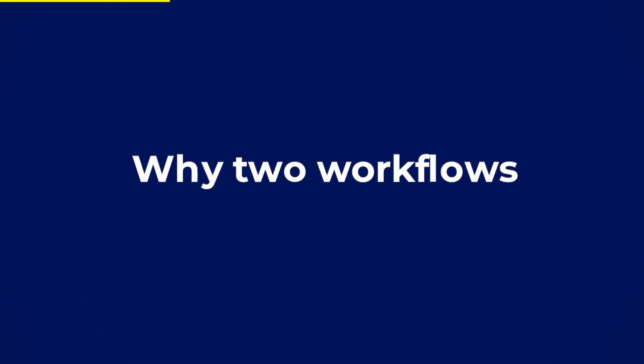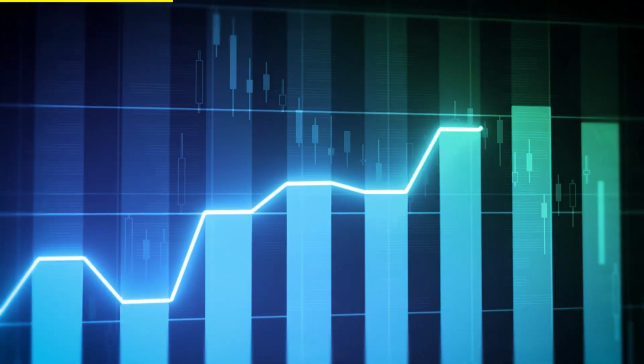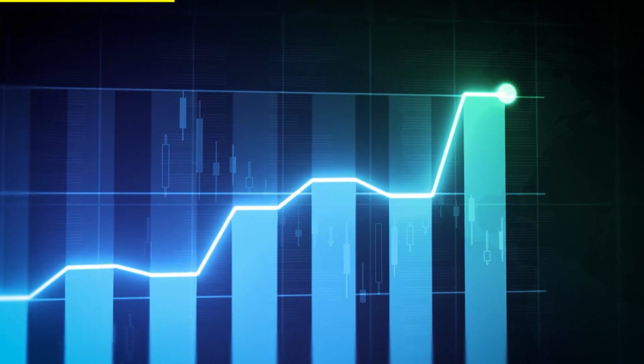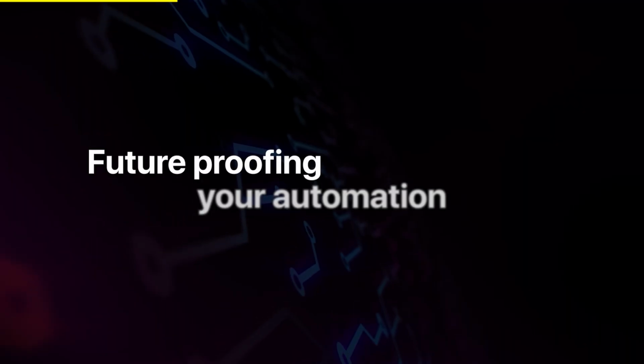So why do these 2 work? Well, why do we have 2 workflows instead of 1, you might ask? Well, when you're building systems at scale, architectural decisions matter more than quick wins. So splitting this into 2 workflows isn't about complexity, right? It's about future-proofing your automation infrastructure.